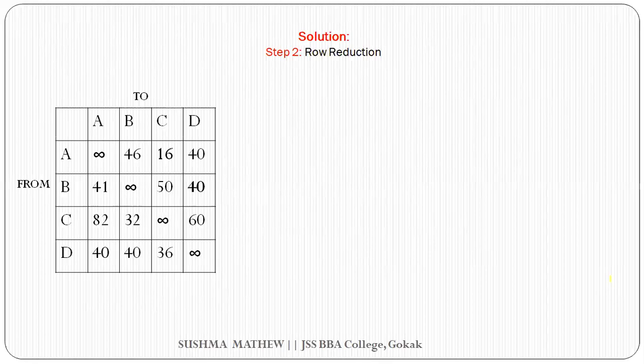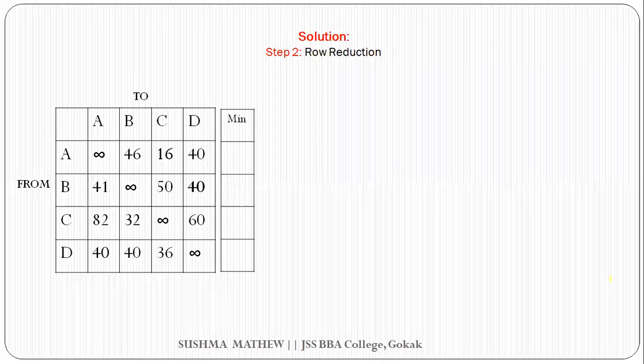Row reduction is done by identifying the minimum element in each row. Suppose in from A, from B, from C, from D, the minimum elements are identified. In row A, everybody can unmute and answer me which is the minimum element. 16. I think Parvez and Amit are very new to this class. They can answer me. 32. 36.